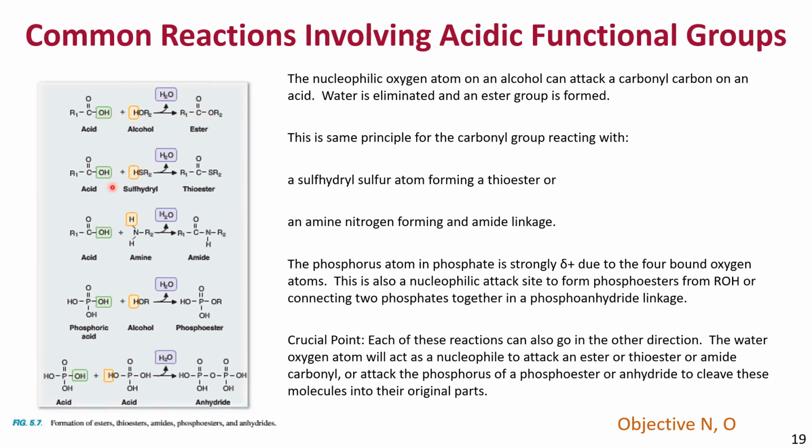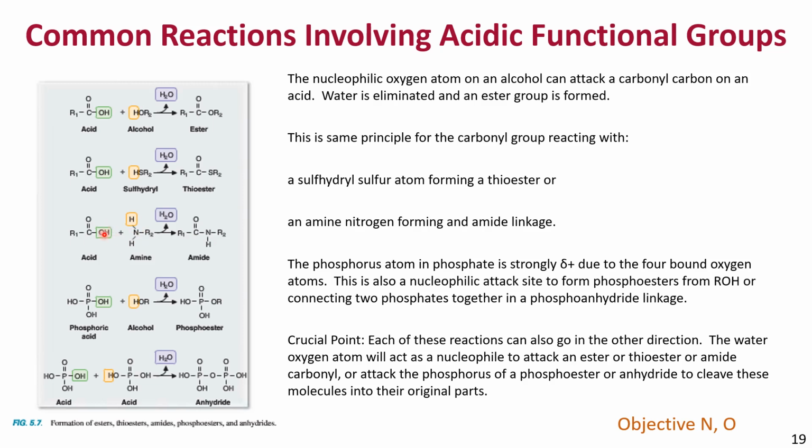There's the ester. And you can do the same thing with a sulfhydryl group. You see this sulfur. Remember, sulfur and oxygen behave a lot alike. So the sulfur electrons can attack the carbonyl carbon. That knocks the water off, and you're left with a sulfur group, so a thioester. Amines can do the same thing. There are unpaired electrons on the amine that can attack the carbon. That will give you an amide linkage.